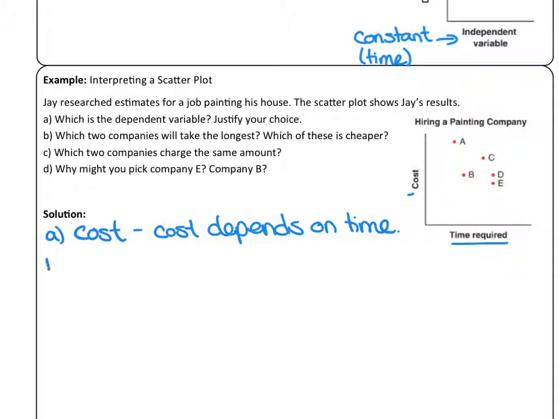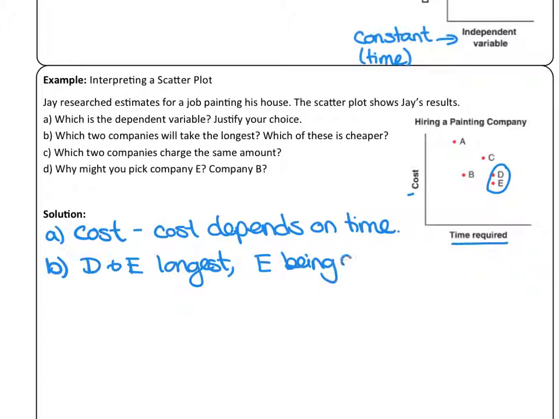B, which two companies will take the longest? Which of these is cheaper? So the ones that are further out are the ones that will take the longest. So that's these two right here. Which of these is cheaper? So the cheaper one is the one that is lower. So D and E are the longest, with E being the cheapest, or the cheaper one.